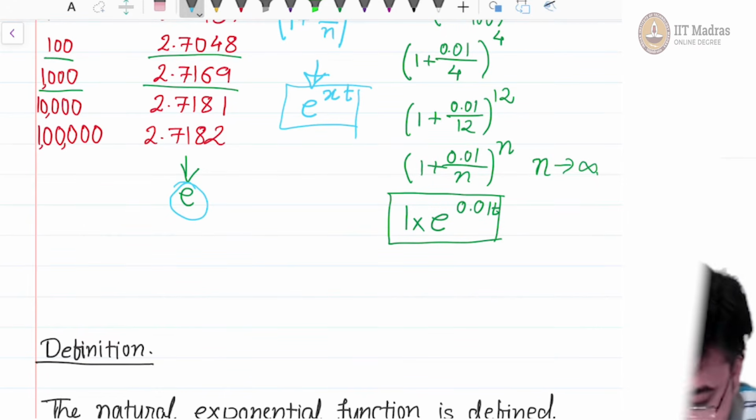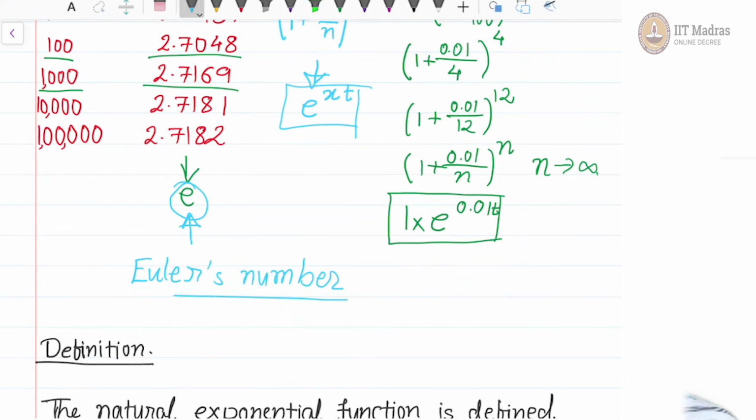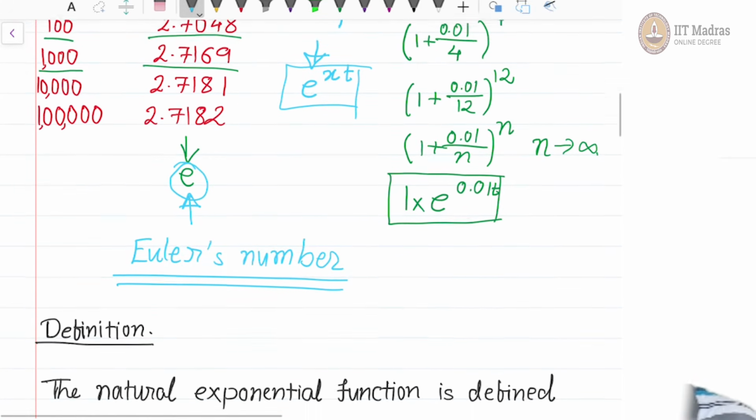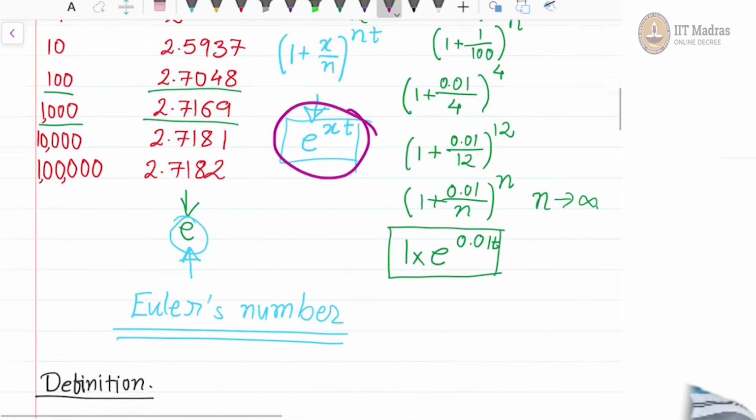So this number e, as I mentioned now, naturally comes when you are considering continuous compounding. It also comes very naturally in the field of differential equations, which also relies on our calculus. So this number e has a special name when you consider differential equations as an area, which is called Euler's number. You can Google and search the meaning of Euler's number and why it is relevant. So that is how this e is called a natural exponential. Okay. So now let us formally define the function that we have just seen, which is e raised to xt, as a natural exponential function.